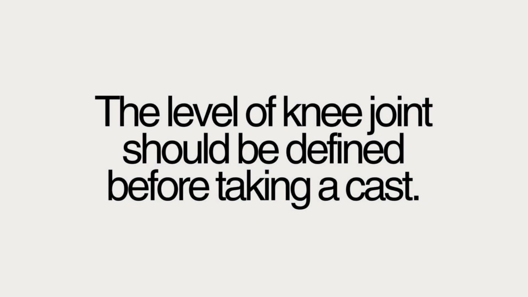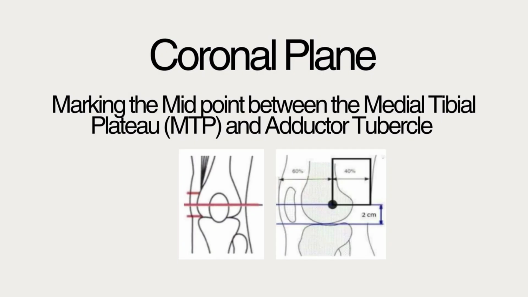The first thing you need to know before doing the casting procedure is that it is very important to find out the location of the knee joint axis, because it can produce a device with good alignment and prevent problems on the device. So we can start to find the knee joint axis on the coronal plane.